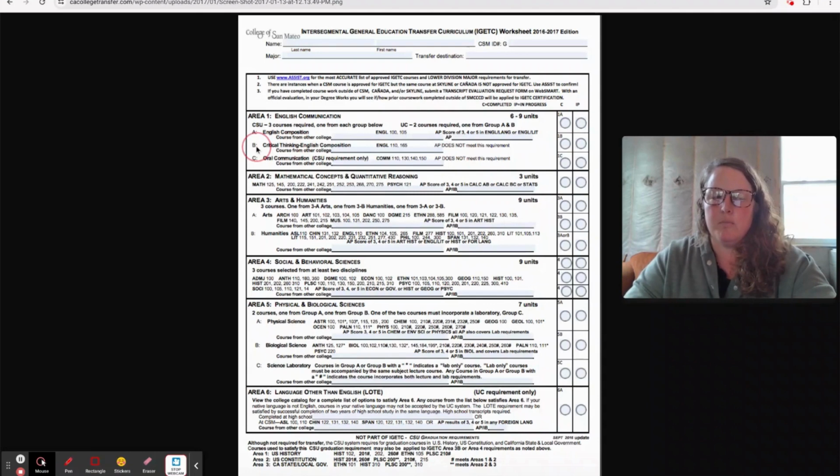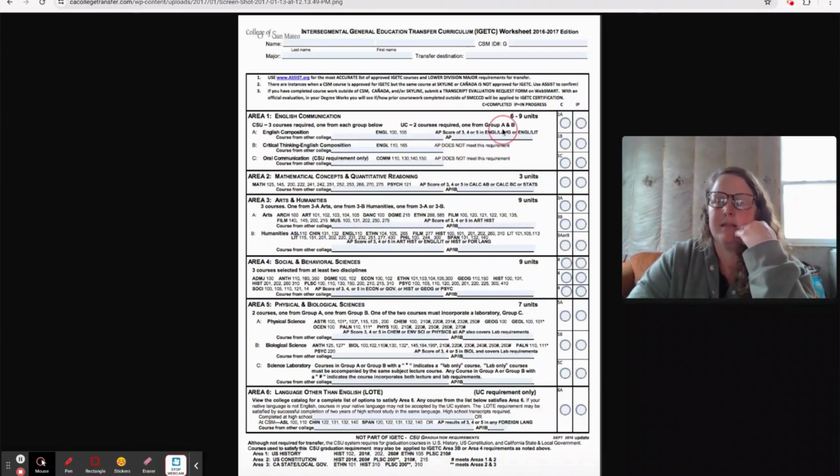Then group B is critical thinking English composition. You would either take English 110 and English 165. AP does not meet this requirement, so you have to take something there. And then for the Cal State oral communication, which is like speech, 110, 130, 140, 150, AP does not meet this requirement. So when you finish, you check it off. If you're in progress, you're in progress.